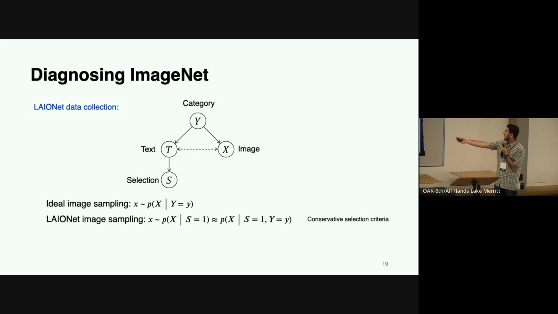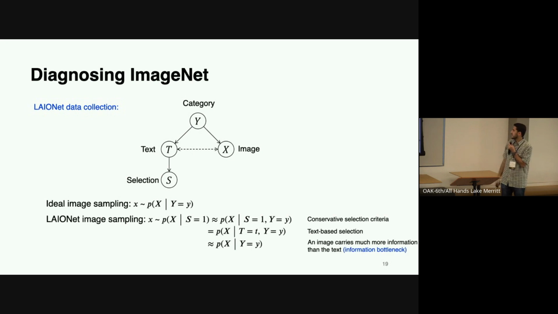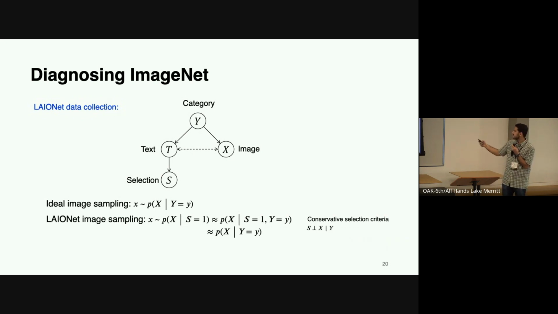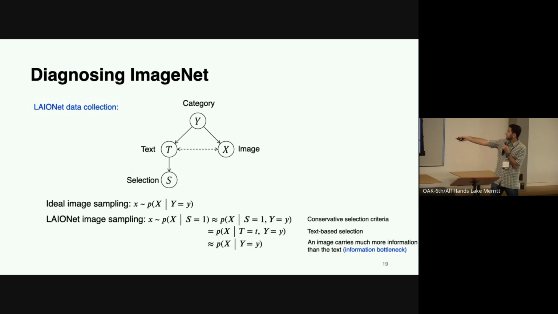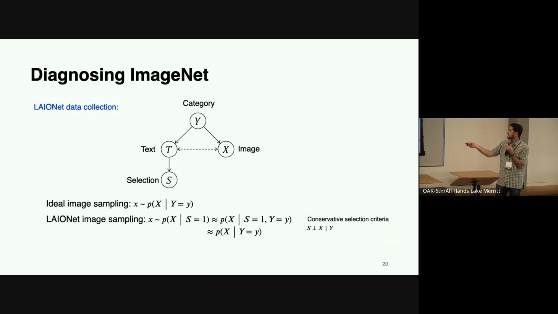I assume that we have some sort of really strict selection area. Whenever we select something, it's going to be from the right class. And I'm doing text-based selection. And that's my point about information bottleneck. When we have an information bottleneck, we can assume that the image, given the category, is independent from the text. And in fact, we show some weaker independencies, enough to get this nice, desired distribution as the output.